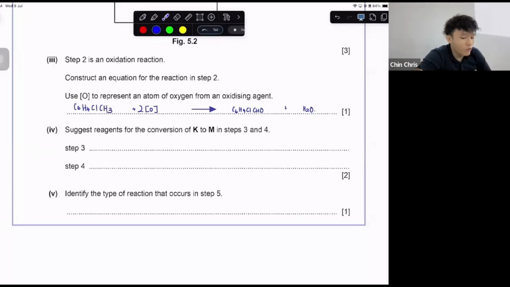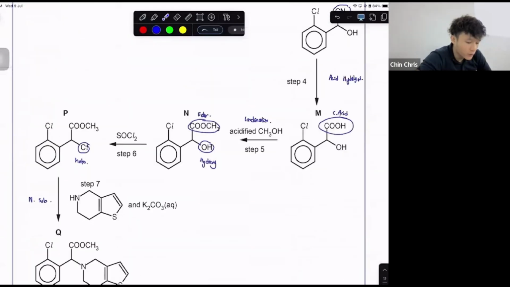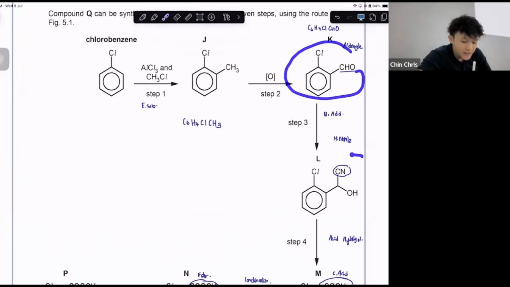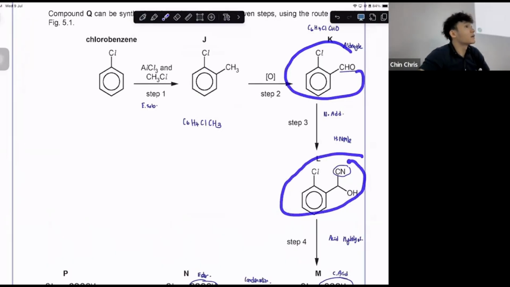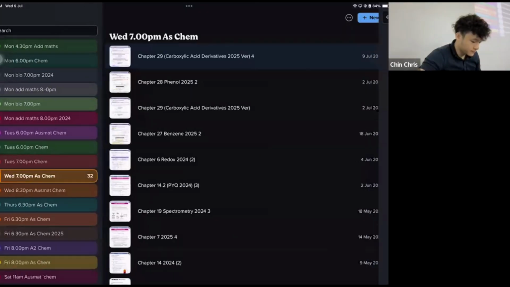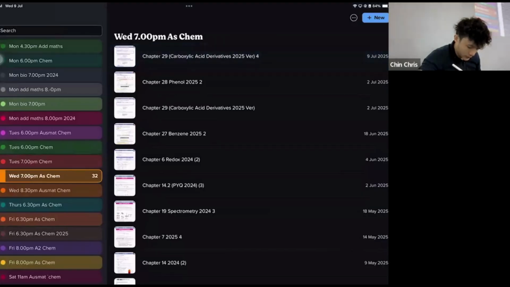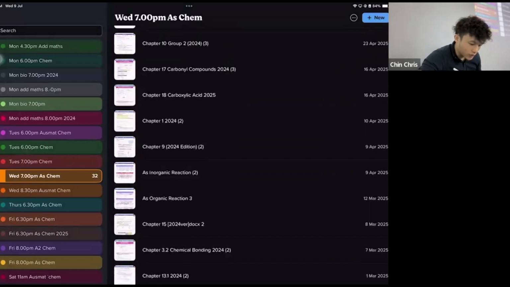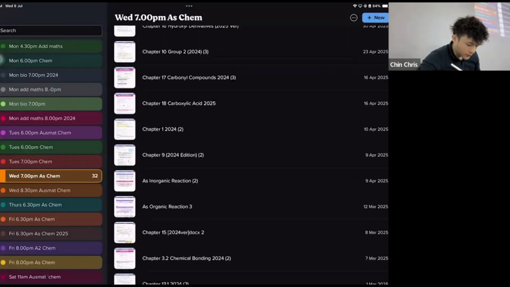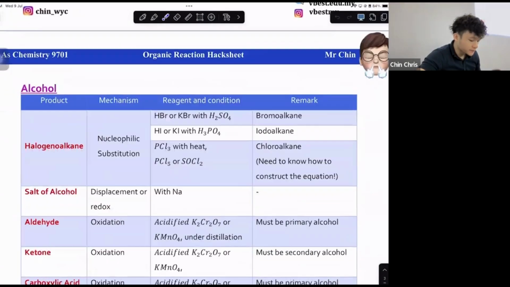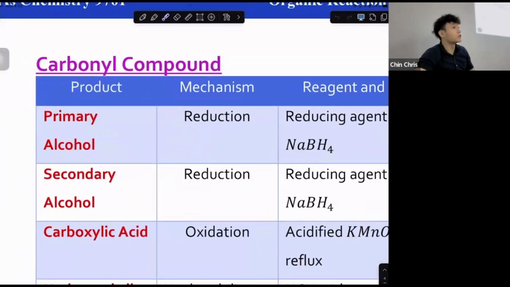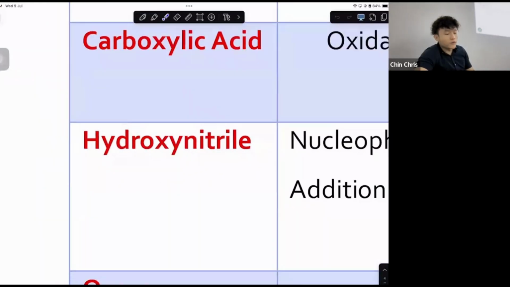Suggest reagent for the conversion of K to M in step 3 and 4. K to M. Where is it? Guys, nucleophilic addition, still remember? You still have your AS organic cheat sheet, right? Let's guess. Carbonyl compound turn into hydroxynitrile. Correct. That's nucleophilic addition. Go.